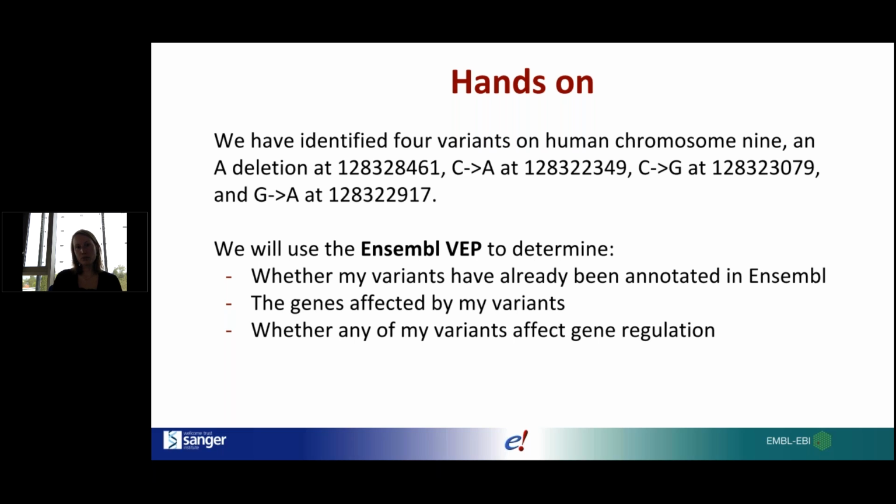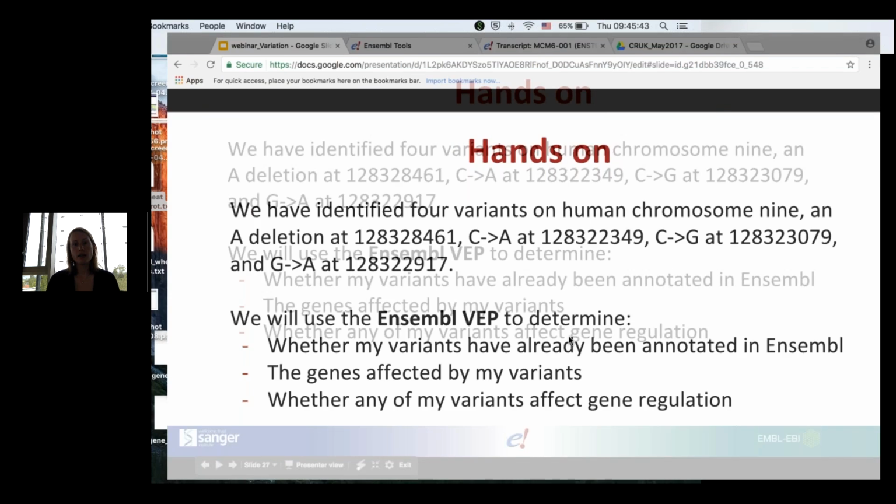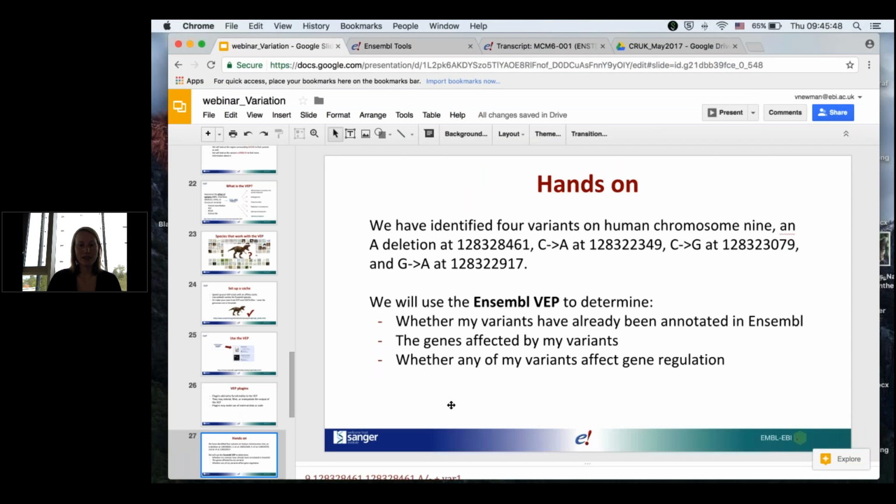Okay, so we'll go back to the browser now, and we'll run the VEP. And so what we'll do is we'll just explore 4 variants on human chromosome 9. One of them is a deletion of a single nucleotide at this position on chromosome 9, and the other 3 are SNPs. And we have the information about the genomic positions again. So we'll use the VEP to see whether these variants have already been annotated. We'll see which genes are affected by the variants, and we'll also see whether any of the variants lie in regulatory regions.